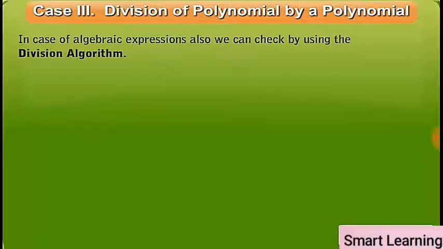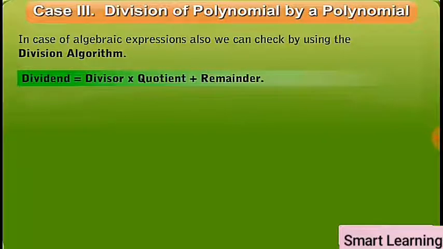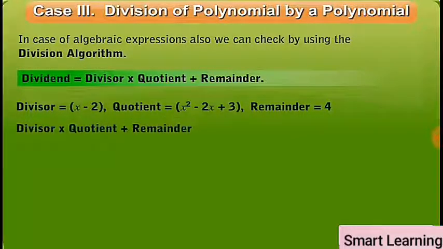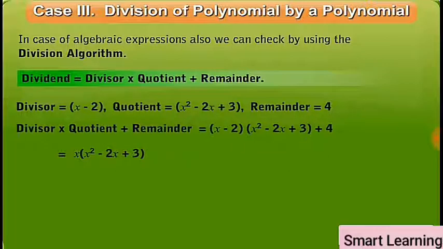In case of algebraic expressions also, we can check by using the division algorithm. Dividend is equal to divisor into quotient plus remainder. In this question, we have divisor is equal to x minus 2, quotient is equal to x square minus 2x plus 3, remainder is equal to 4. Divisor into quotient plus remainder is equal to x minus 2 into x square minus 2x plus 3 plus 4 is equal to x into x square minus 2x plus 3 minus 2 into x square minus 2x plus 3 plus 4.